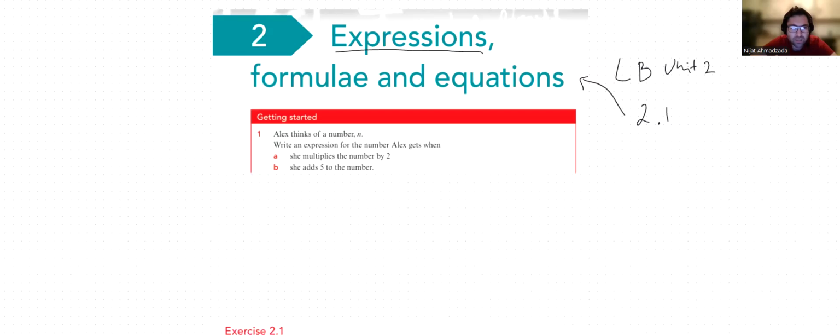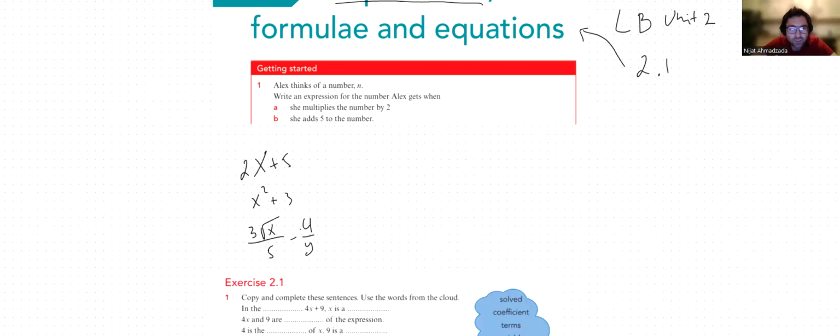If I write anything like this, x plus 5, or 2x plus 5, or x squared plus 3, or 3 times the square root of x over 5 minus 4 over y, it doesn't matter, okay? Anything including x, y, some unknowns, all those things are called expressions. So everything you see here is an expression, okay? So now let's work on this. For example, this is an expression, okay?